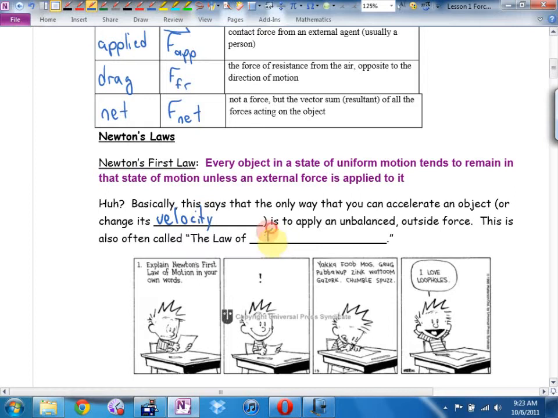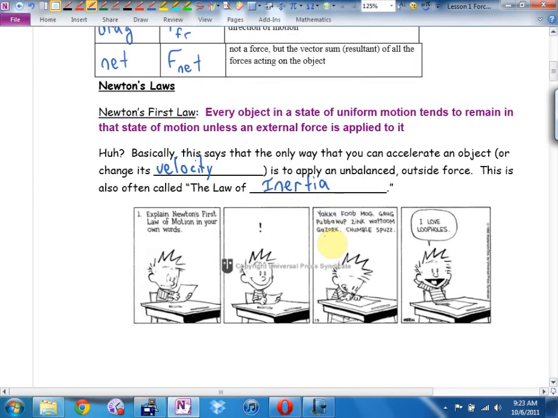We have our Calvin and Hobbes comic here. Explain Newton's first law of motion in your own words. He looks confused and he has his brain wave. Yaka, Foob, Mog, Grub, Pubawump, Zinc, Watum, Gazork, Chumble, Spuzz. He has just explained Newton's first law of motion in his own words. That will not work on a test. Nice try. Turn the page.